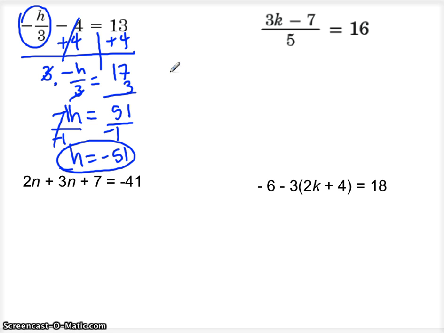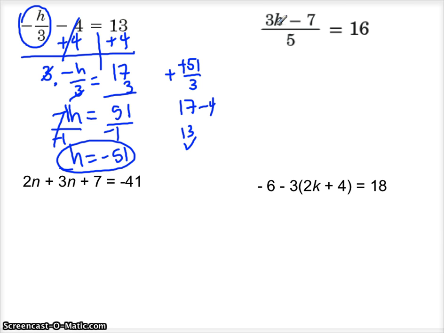So when you plug that in, you have negative 51 divided by 3. The negative cancels. 51 divided by 3 is 17. And then 17 minus 4 is 13, so that checks.